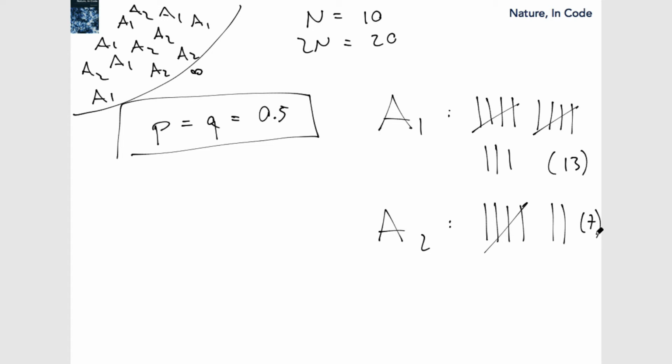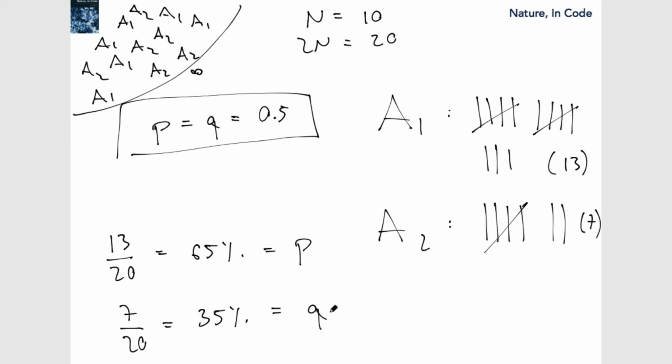Okay, so this is now our new generation. Our new generation has 13 A1 alleles out of 20, which is 65%. And our population has 7 A2 alleles out of 20, which corresponds to 35%. And that is, of course, now our new P, and that is our new Q.